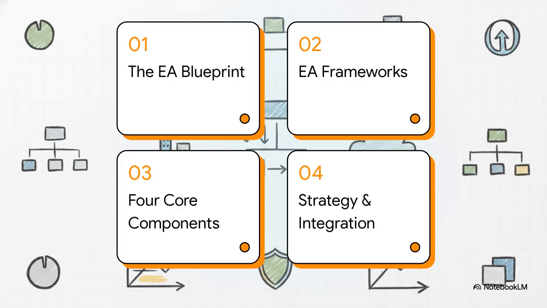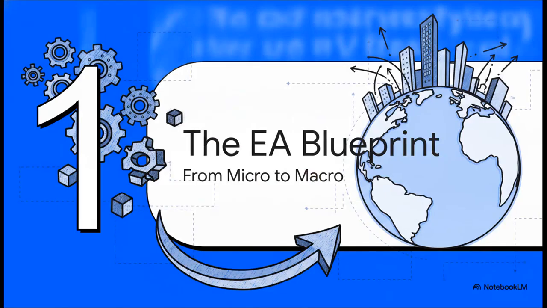To fix that, here's our roadmap for today. We'll start with the enterprise architecture blueprint itself. Then we'll look at frameworks, specifically TOGAF and Zachman. After that, we'll break down the 4 core components, and finally, wrap up with strategy and system integration. Let's get into it. Section 1, the enterprise architecture blueprint.